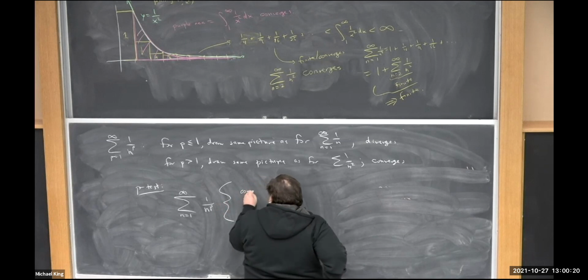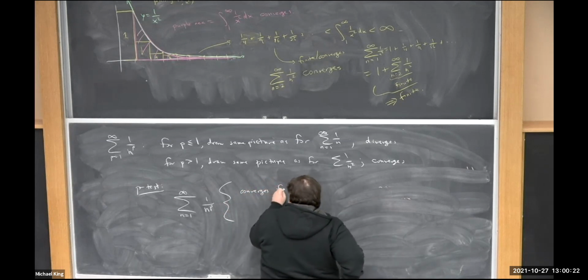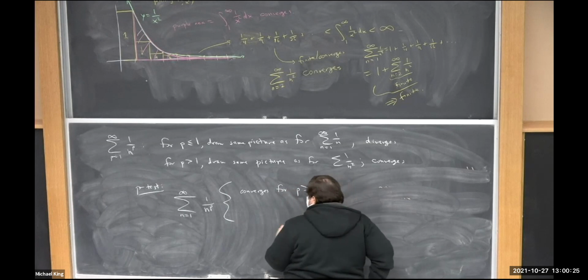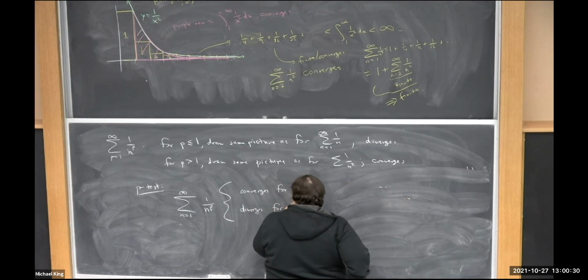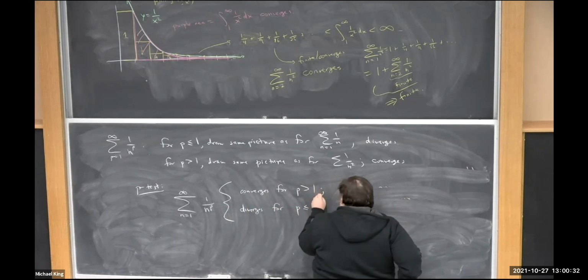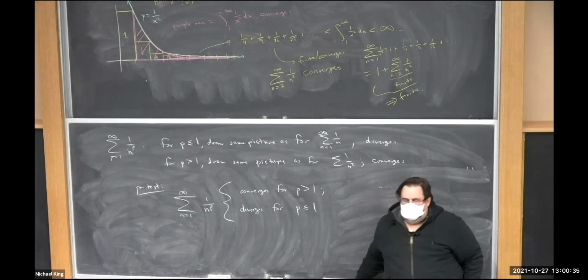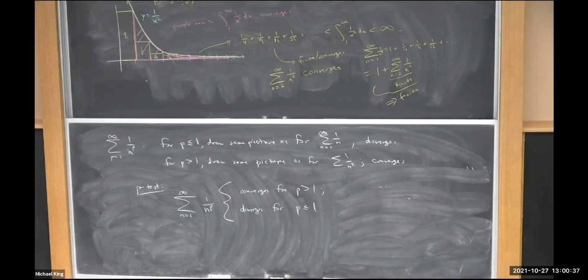So it converges for p greater than 1, and it diverges for p less than or equal to 1. Okay. So we have a p-test for this, just like we had for improper integrals. Again, this is one very narrow class of infinite series. We had geometric series, which were very specific. This is also very specific. But at least we can compare to these improper integrals we looked at and get the same thing.